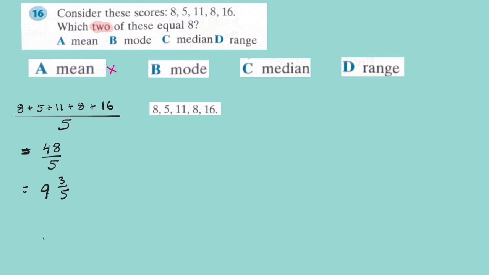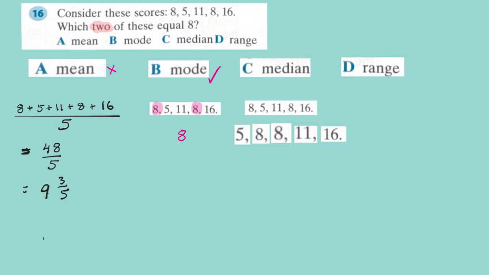To find the mode, we need to find the most common number, the one that comes up more than once, and that would be 8. And therefore 8 is the mode. That's correct. What about the median? Median is the middle number, but in this case it's not 11 because we need to arrange it from lowest to the highest, and that would look like this. So the middle number would be the number 8, and this equals 8, so the median is now one of our other answers.